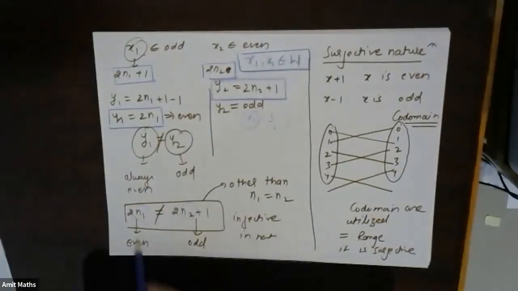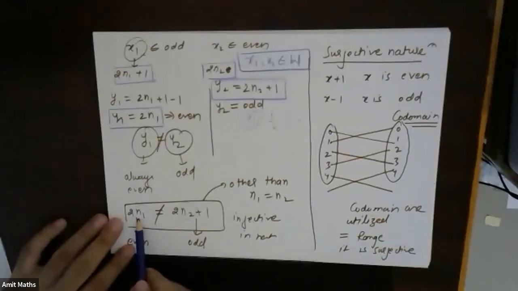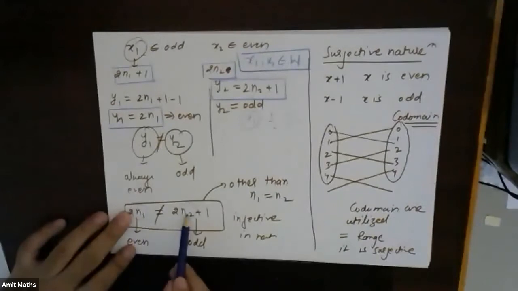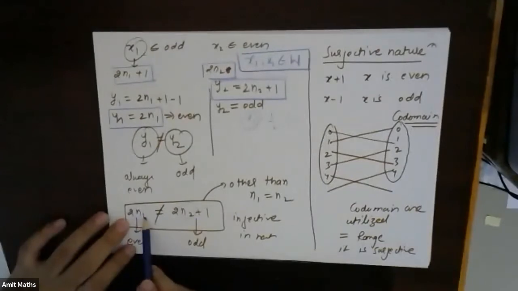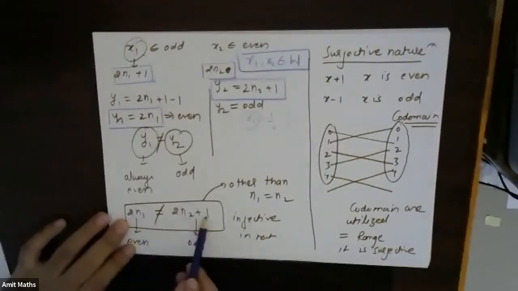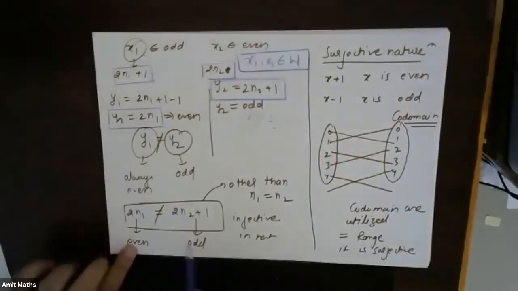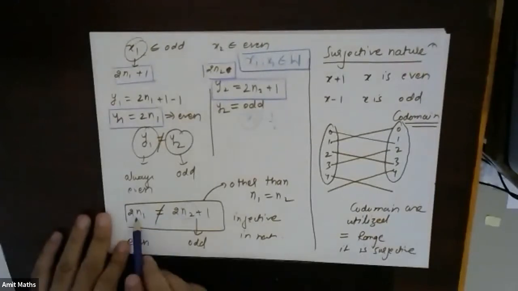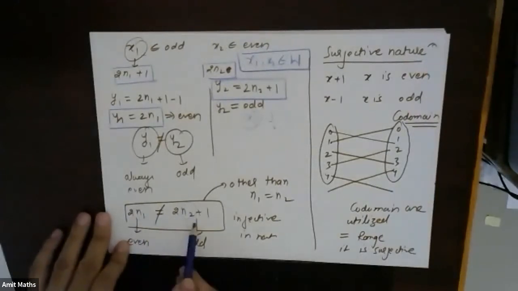For example, if I take n1 as 1, then 2 into 1 is 2, 2 minus 1 is 1, so n2 will become 1 by 2. If I take n1 as 2, 2 twos are 4, 4 minus 1 is 3, so 3 by 2. If n1 is 3, 2 threes are 6, minus 1, 5 by 2. So n2 is always coming out to be a fraction. Again, if I take n2 as 1, 2 plus 1 is 3, so 3 by 2; n2 as 2, 2 twos are 4 plus 1, 5 by 2, and so on. So n1 is coming out to be a fraction. So no matter what n1 and n2 you take, these two will never be equal.